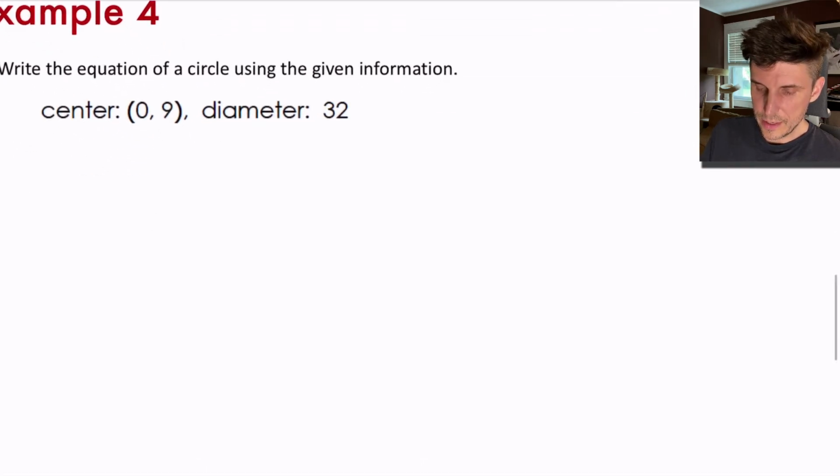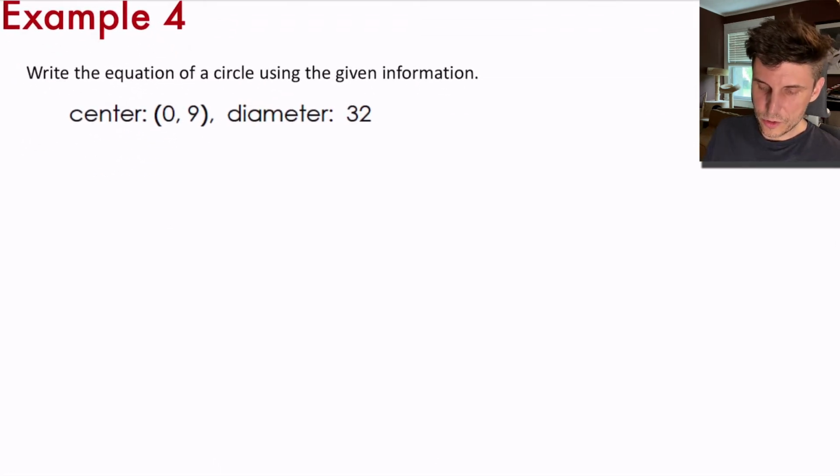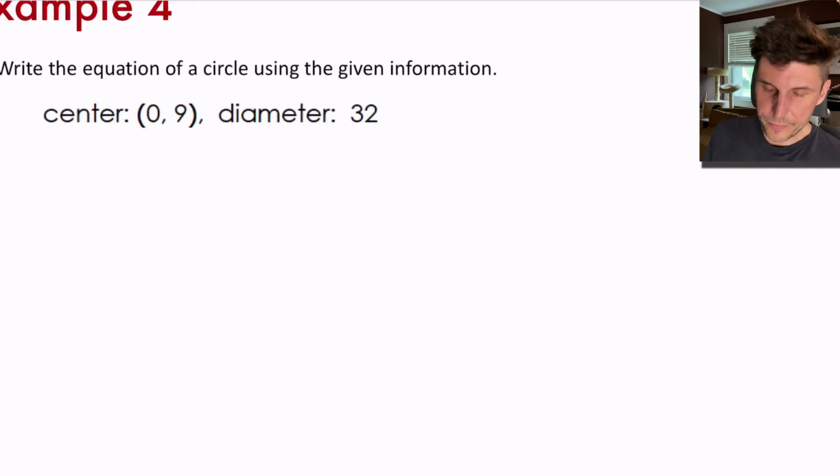So this time they say, write the equation of a circle when you have a center 0, 9, diameter 32. Pause the video. Okay, welcome back. Hopefully you realize that there is no diameter in the algebraic equation. You need the radius, and we know that the diameter is double the radius, so that means the radius in this case is equal to 16.